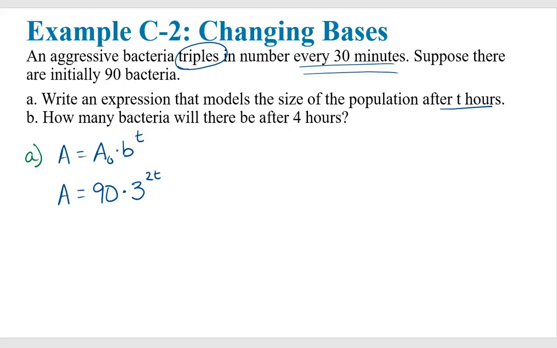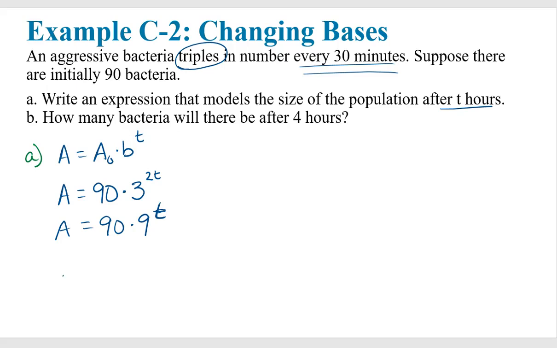All right, so if we clean this up, you can leave it like this. You could also write it like this, 90 times 9 to the t, because 3 squared is 9. That would be another way you could write it. But notice that both of those have a base 3 or a base 9, and I don't have any of those on my calculator. So what I would do is write this as base e.